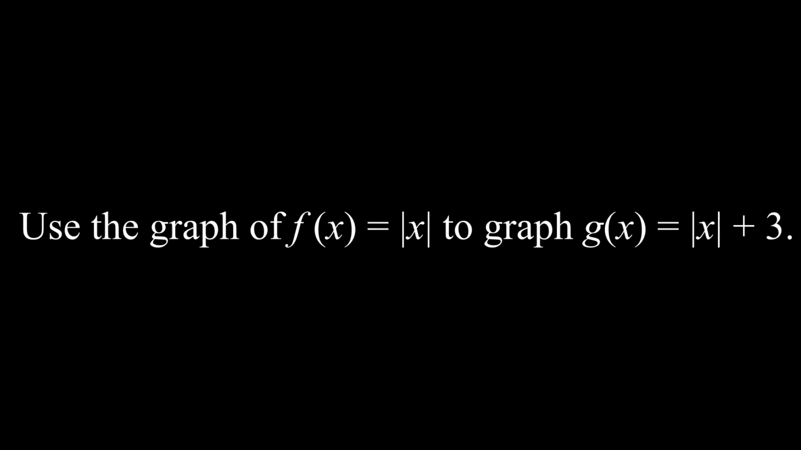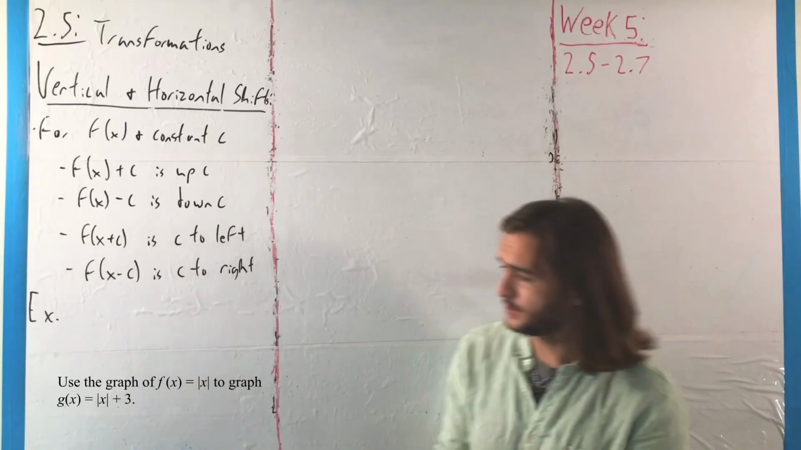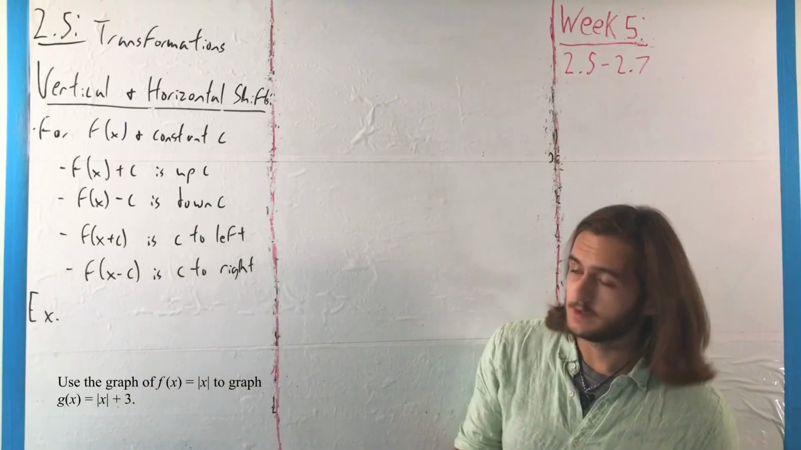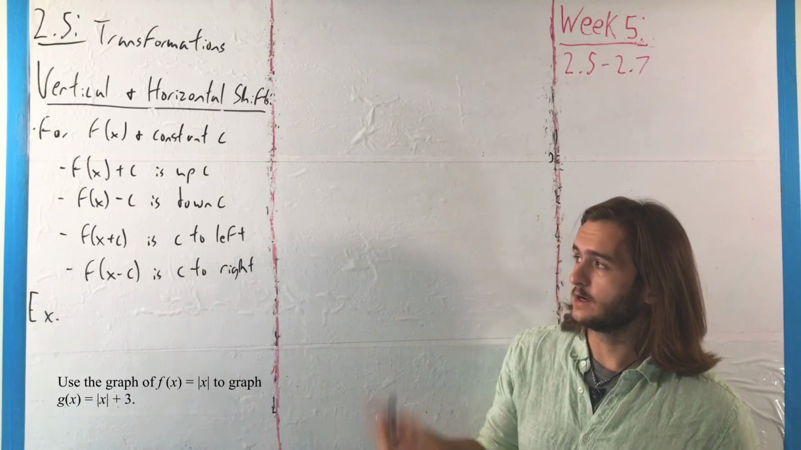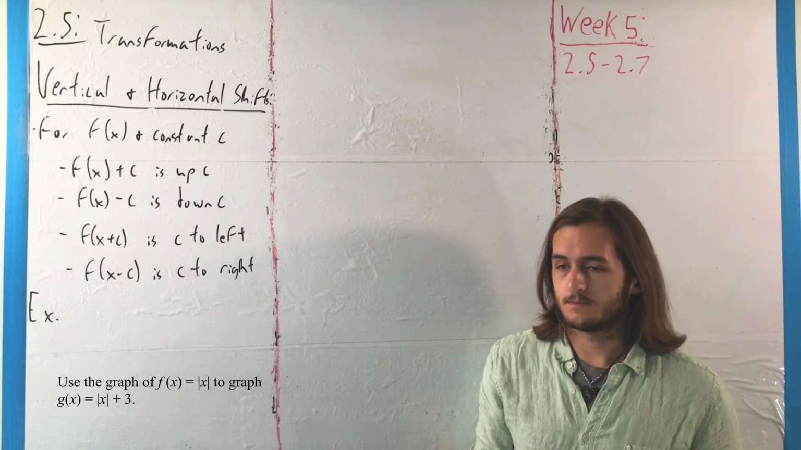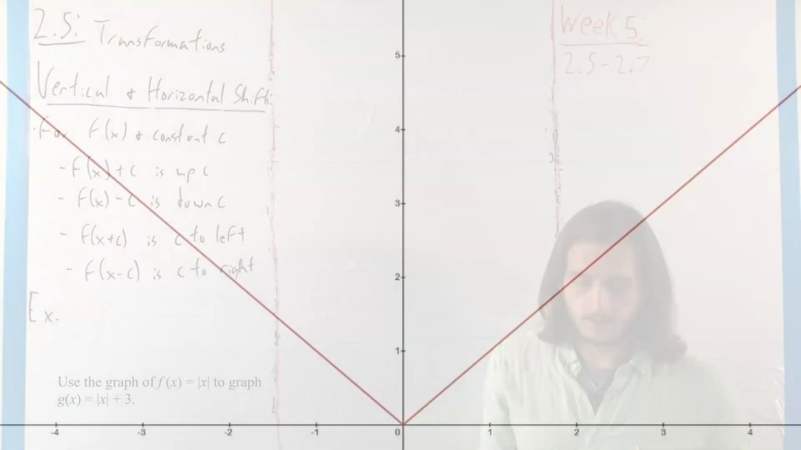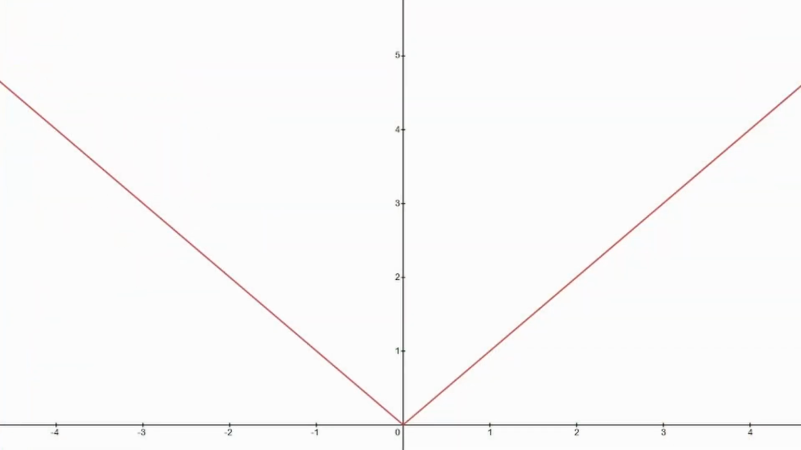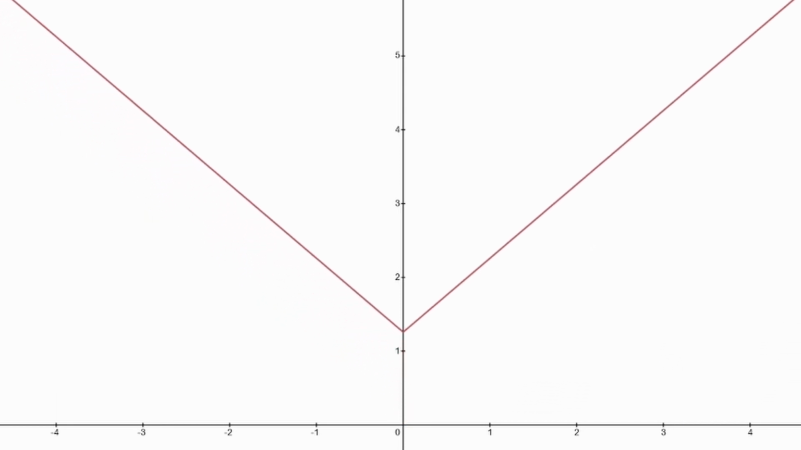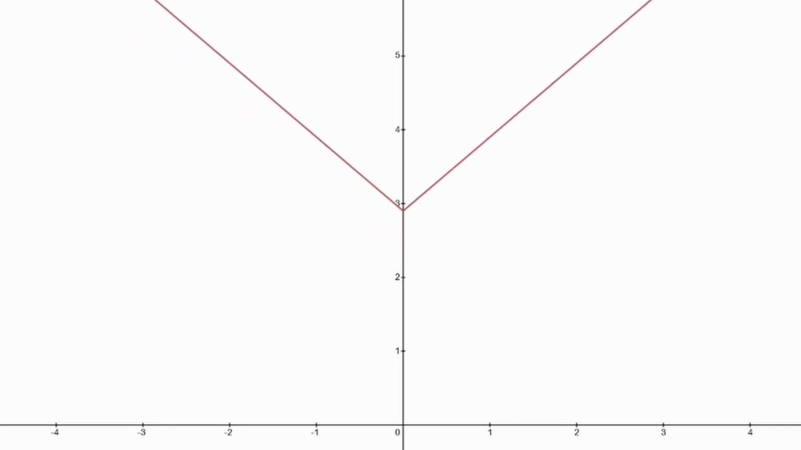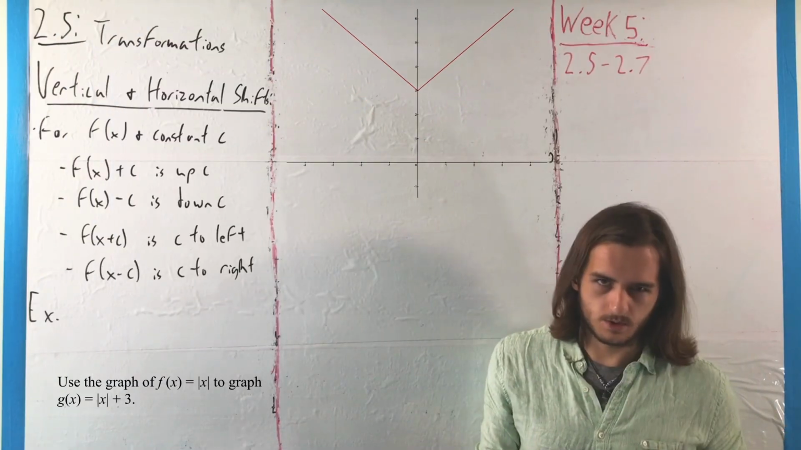For our first example, we want to use the graph of f of x equals the absolute value of x to graph g of x equals the absolute value of x plus 3. What we're doing here falls into that first category there of the function plus some constant on the outside of it. So we can start with the graph of the absolute value, and then understand that what we're doing with this shift is just pulling it up 3 units. Very straightforward stuff. As I said, this is the easiest one to work with.